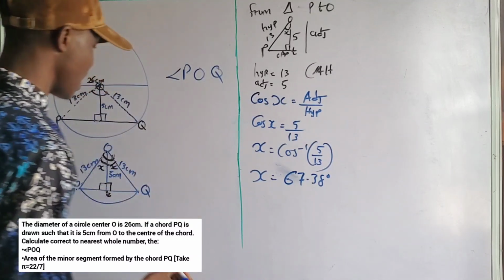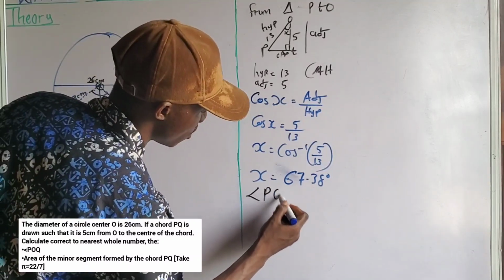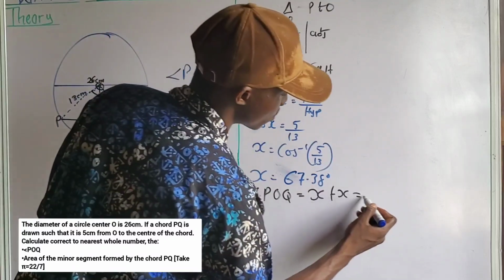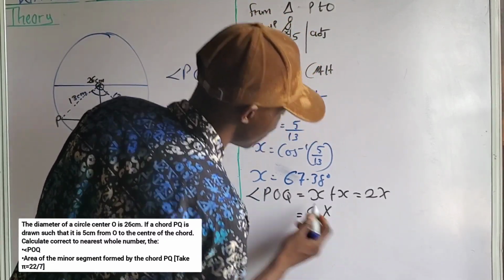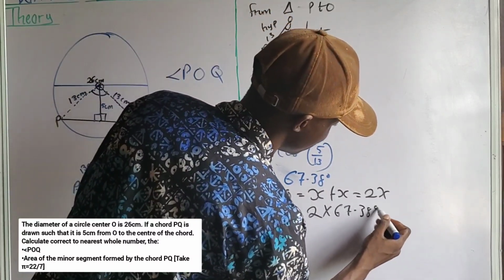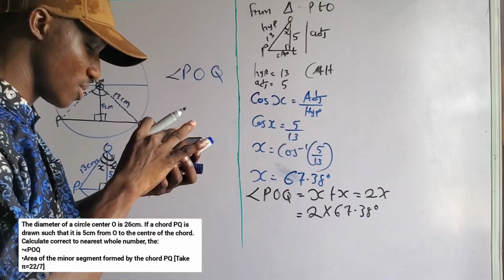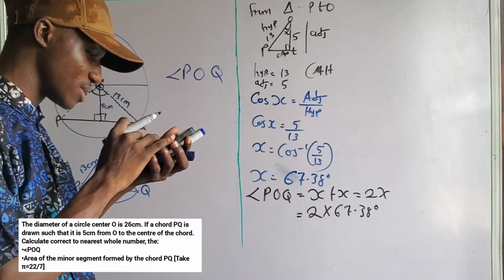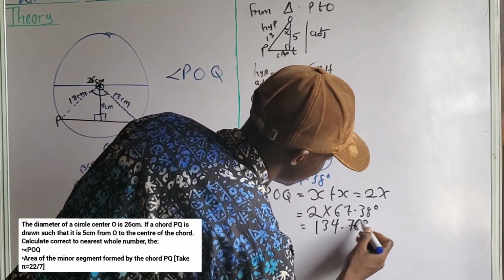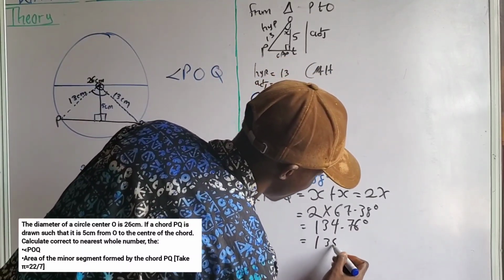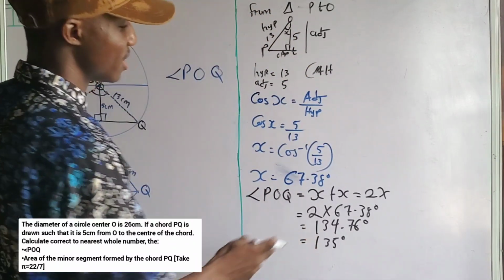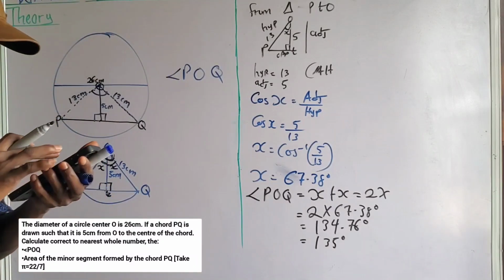To get the angle theta, which is angle POQ, it equals x plus x, or 2x. So 2 times x, with x being 67.38 degrees. Punch your calculator: 2 times 67.38 degrees is 134.76 degrees. So that will be 135 degrees. So the angle POQ is 135 degrees. Do you understand?